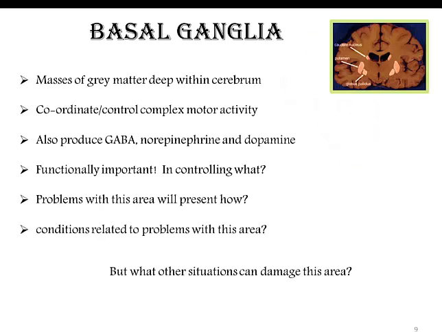The basal ganglia are thought of as the motor, but they have no direct connections to the spinal cord. They are masses of gray matter deep within the cerebrum. They coordinate and control complex motor activity. They help to initiate and coordinate movement and control automatic associated movements of the body, such as swinging the arms, alternating with the legs as we walk. Also, they produce GABA, norepinephrine, and dopamine.